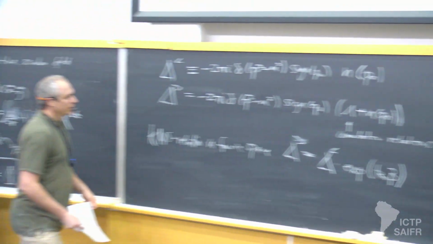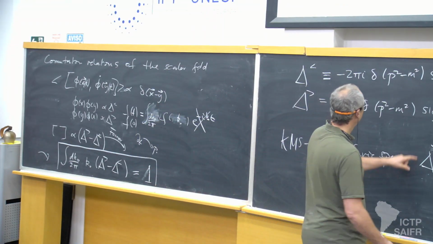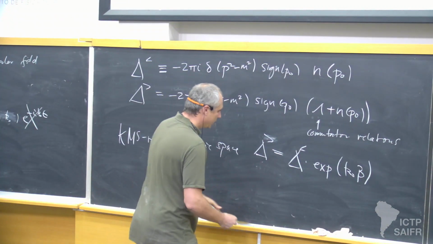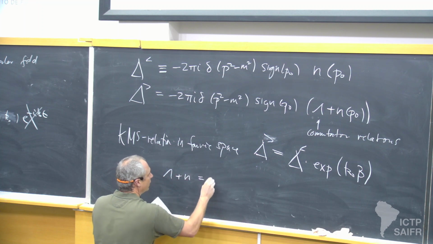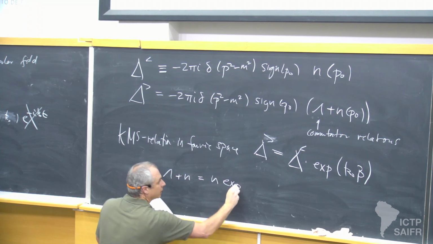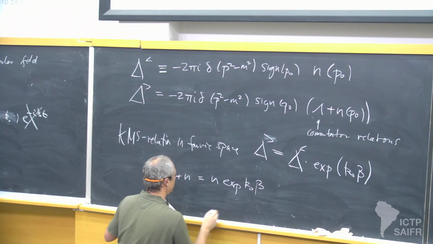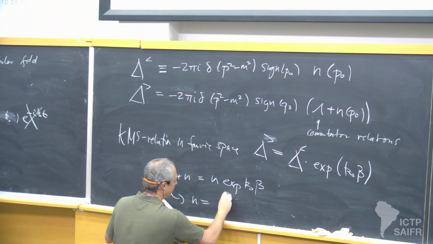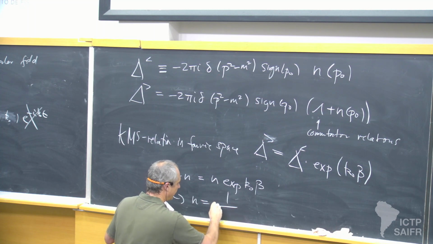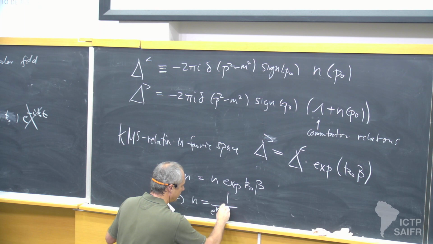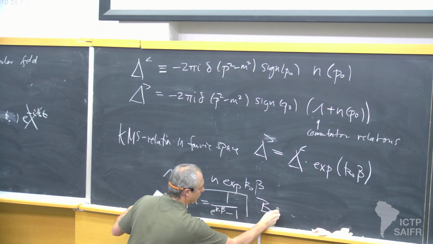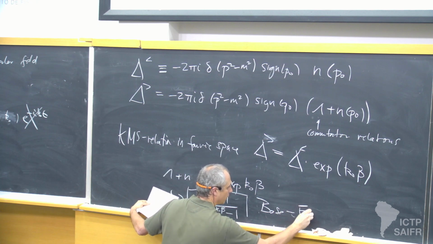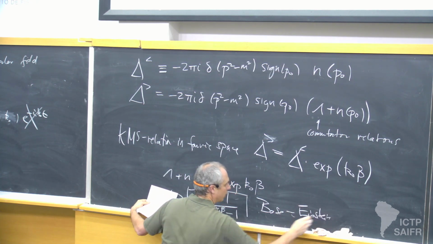If you now compare what's going on here, it will tell you that 1 plus n is equal to n times the exponential of k0 times beta. And if you solve this, you will find that n is 1 over e to the k0 times beta minus 1. So just Bose-Einstein, okay?